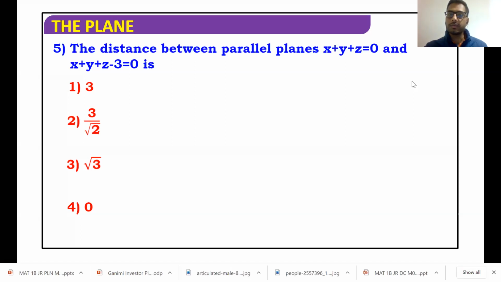3 divided by under root of a square plus b square plus c square. That is 1 square plus 1 square plus 1 square. That is under root of 3. So 3 upon root 3, it will cancel out. Only root 3 will be left. So answer is root 3.